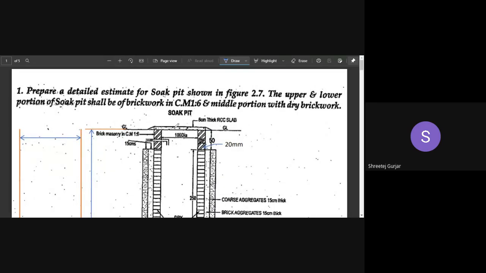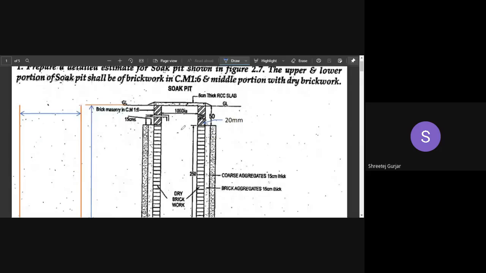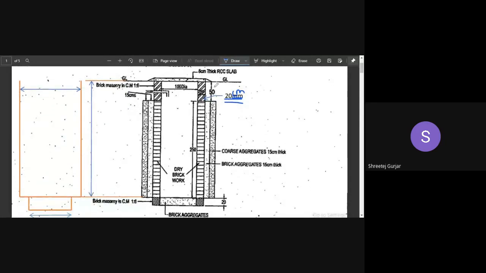and then a roof slab of 8 centimeter thickness is provided at the top. Then the internal diameter is 100 centimeters. Then this wall thickness is almost 20. Sorry, it is not 20 mm. It is 20 centimeters. So this wall is 20 centimeters. Then the height of that wall is 50 centimeters.